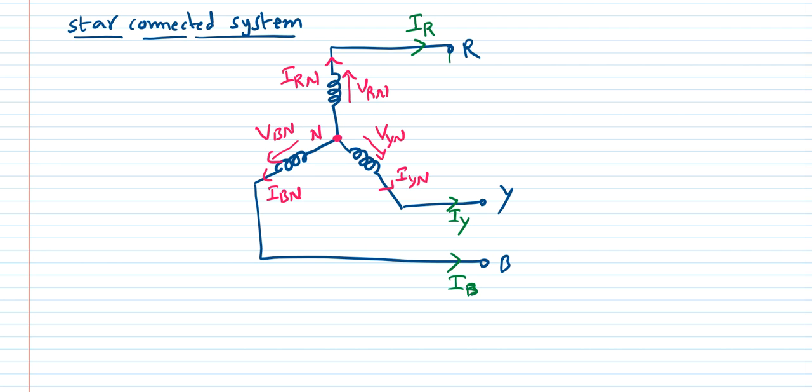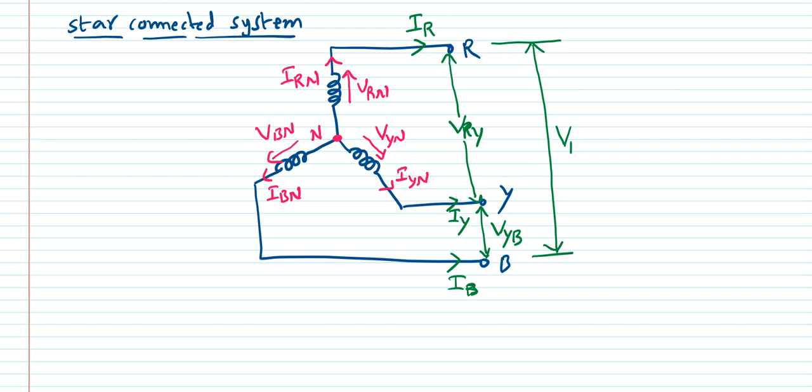And the voltage between the R and Y line, I am assuming, is VRY, and the voltage between the Y and B line, I am taking VYB, and the voltage between the R and B line can be assumed as VBR. So these are the variables I am assigning for this star connected supply system.